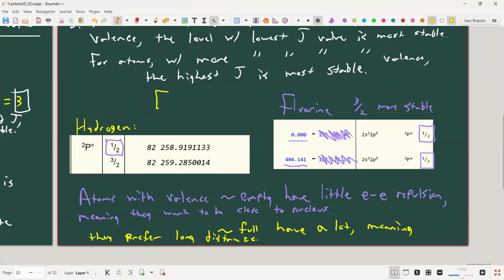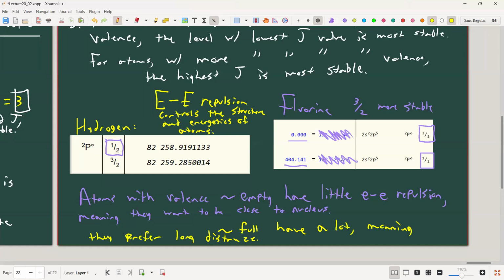Right, so EE repulsion, let's write that here, EE repulsion controls the structure and energetics of atoms. Right? We'll see that a lot in this class as we move into molecules. When we start constructing molecules, we're going to have to consider the atomic orbitals. These effects of electron-electron repulsion are going to allow us to basically construct electronegativity. We're going to find that this EE repulsion is the reason why we have electronegativity in bonds. And we'll see that in the next couple of days. All right, guys, have a good one.